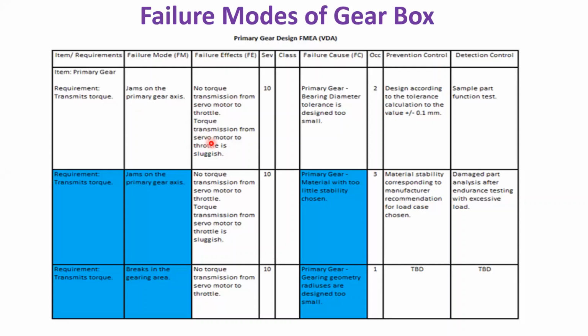And we have the risk priority number, called RPN, which is the product of severity, occurrence, and detection. The higher the value, the more you take corrective action to understand the failure cause, how you can prevent the failure, and what type of detection control you have, or whether to go for more testing. This is one application where you consider a failure mode of a jam on the primary gear, and there can also be some breaks in the gearing area, and the failure effect can be no torque transmission from the servo motor to the throttle.